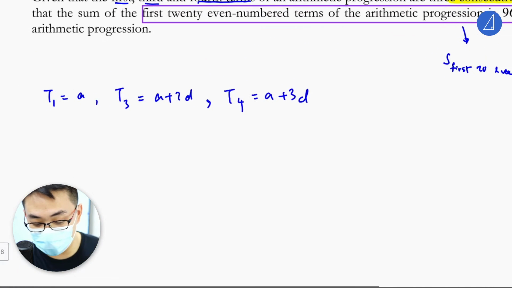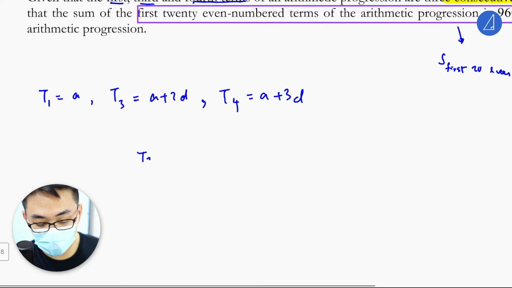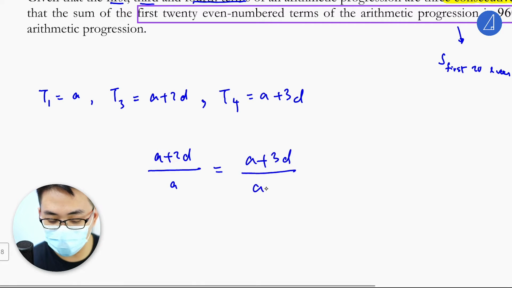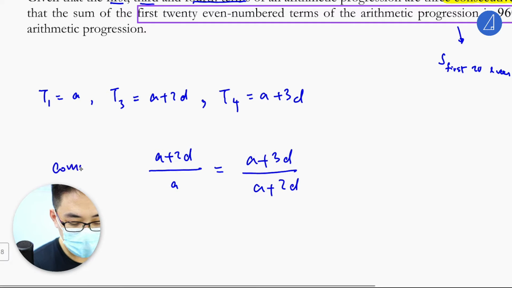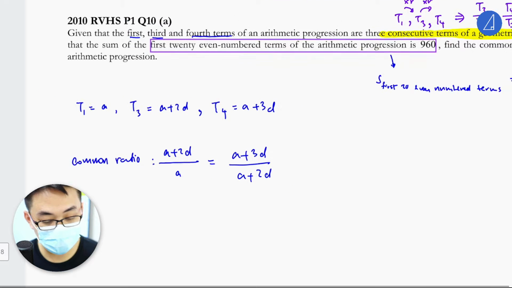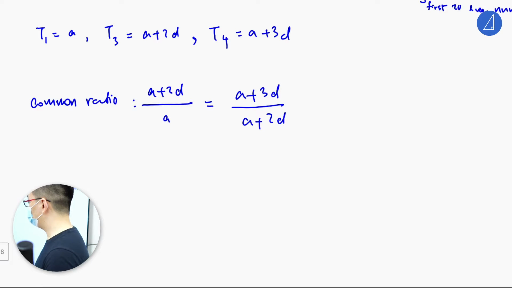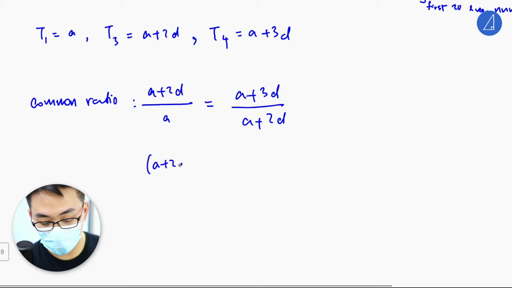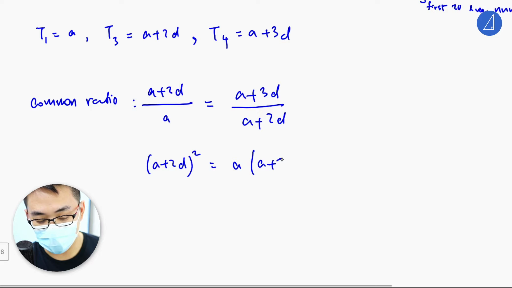So we already established that these are T1, T3 and T4. So I can just write this down: A plus 2D over A equals A plus 3D over A plus 2D. This is a very typical one. So the common ratio. Okay. So of course, just like any good secondary school student or JC student, what you do is you just cross multiply. Then you just cross multiply. This case here will be A plus 2D squared equals A times A plus 3D. Slowly.